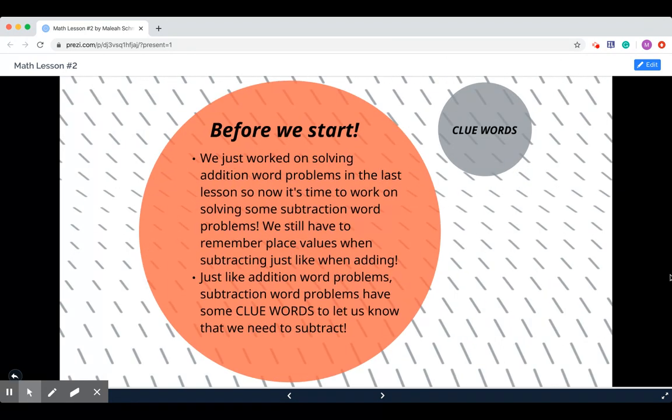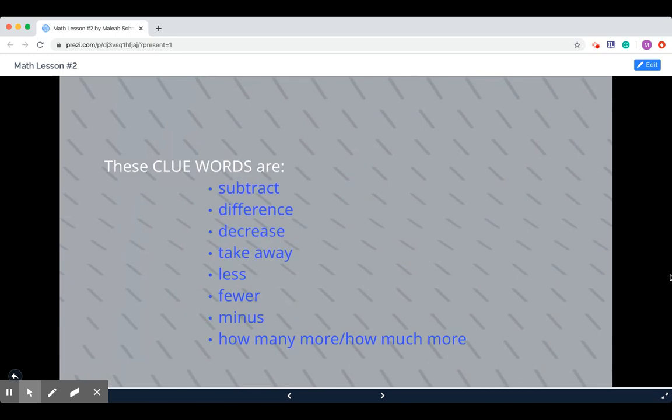So before we start, since we were just working on solving addition word problems in the last lesson, we're now going to start working on solving subtraction word problems. We still need to remember our place values that we learned about in the last lesson, because those are just as important when subtracting as they are when we are adding. So just like addition word problems, subtraction word problems have some clues to let us know that we need to subtract. These clue words are subtract, difference, decrease, take away, less, fewer, minus, how many more, and how much more.